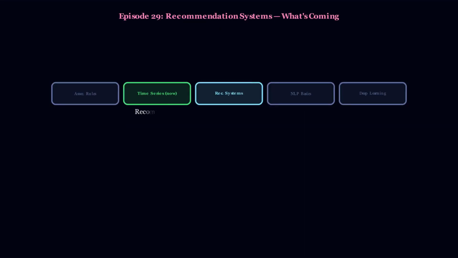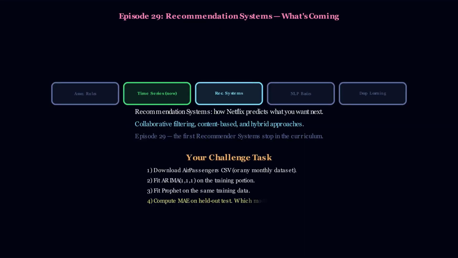Episode 29, Recommendation Systems. How Netflix knows what you want to watch before you do. Collaborative filtering, content-based, and hybrid approaches.